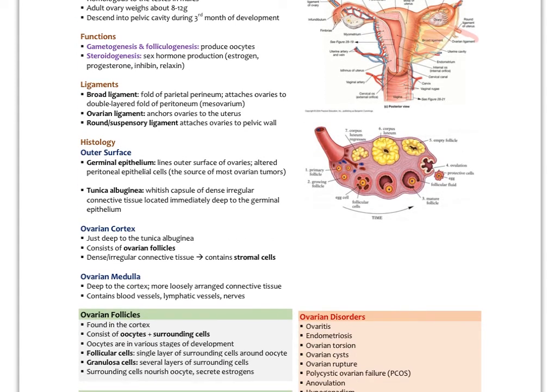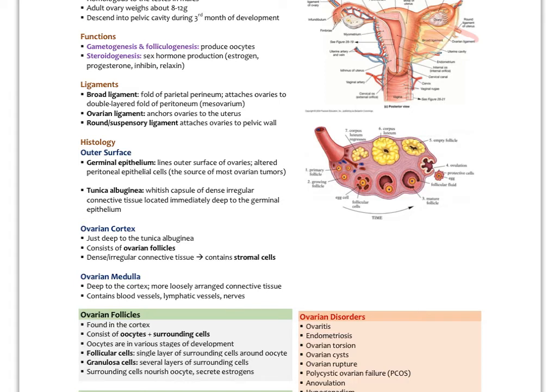The histology of the ovaries is, if you look at the outer surface, there is a layer of epithelium known as germinal epithelium. These are altered peritoneal epithelial cells. And this is actually the source of most ovarian tumors, this outer germinal layer. Underneath that is the tunica albuginea. We saw that in the male reproductive physiology. This is a whitish capsule of dense irregular connective tissue. It's located immediately below and deep to that germinal epithelium.